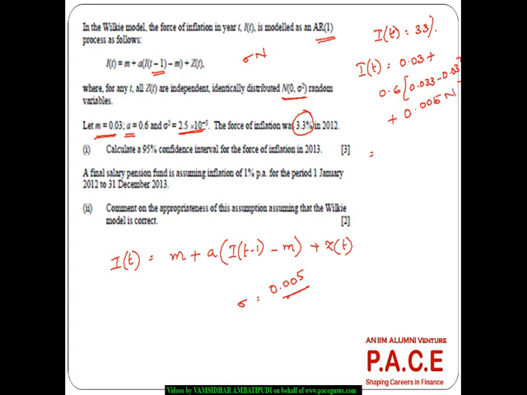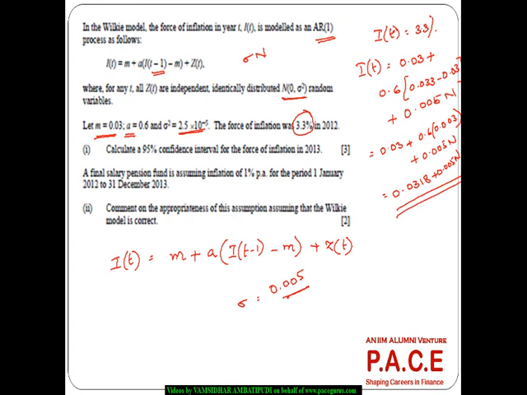So overall, it is 0.03 plus 0.6 times 0.033 minus 0.03, which is 0.003, plus 0.005 n. So this is working out to 0.0318 plus 0.005 n. Now this is how it is changing. Now what is the question?